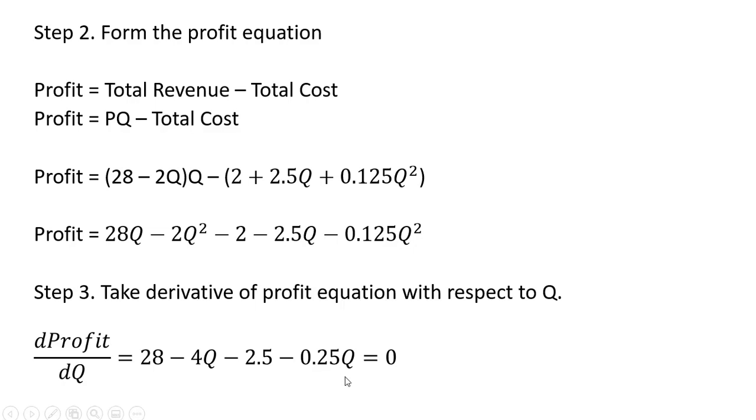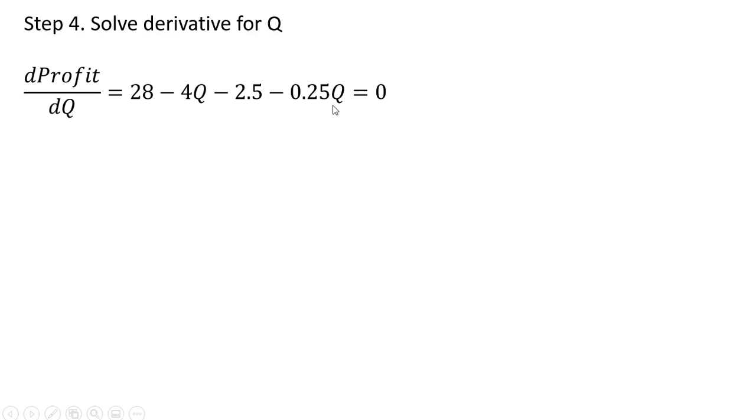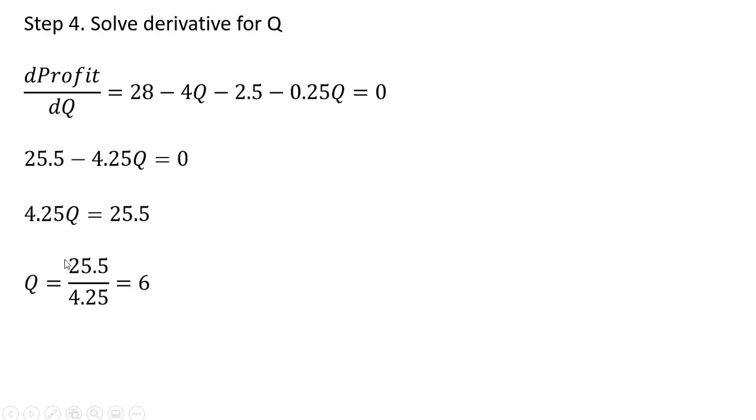Moving on to step 4. We're going to solve the derivative for Q. So here's our derivative result. We're going to solve that for Q. So 28 minus 2.5 is 25.5. Minus 4Q minus 0.25Q is minus 4.25Q. Moving some things around and dividing through by 4.25, the profit maximizing quantity is 6 units of output.